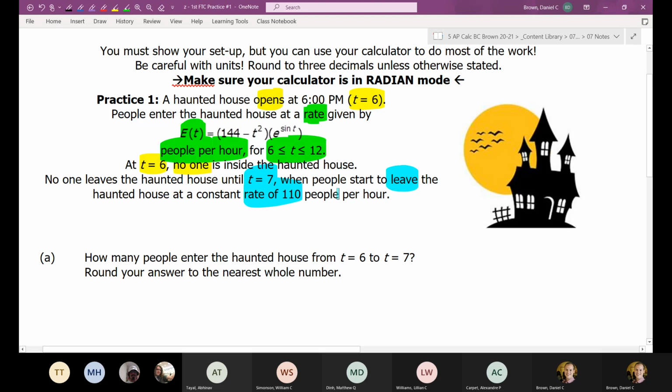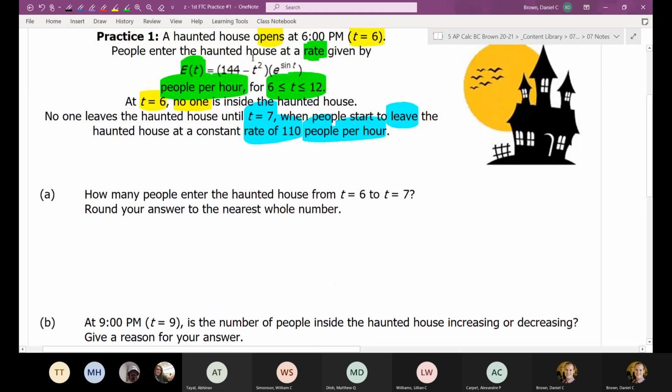There are 2 functions here. We have the rate in, which is E of t, and the rate out, which is a constant function of 110 people per hour. When answering these, we're going to find the values. For my class and the AP exam, you always want to show the setup, and then show the answer. The first one is pretty straightforward: how many people enter the haunted house from t equals 6 to t equals 7? Round your answer to the nearest whole number.